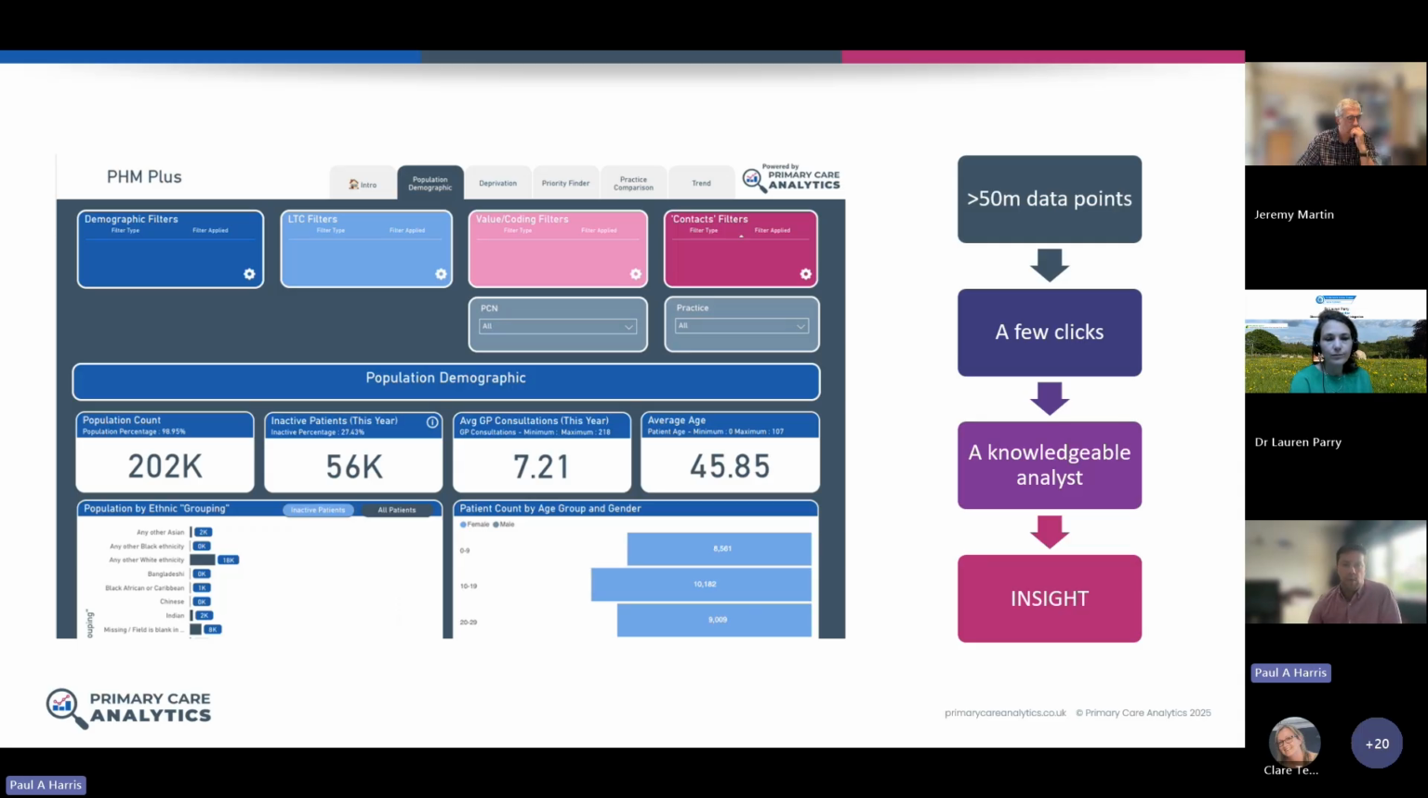We deliver all of this using coded GP data, no waiting for a data lake to be built locally or expensive risk strat tools. Instead, you've got ready access to a tool based on the rich data set from general practice with local flexibility, which can really help you lead the development of your single or multi-neighborhood providers.